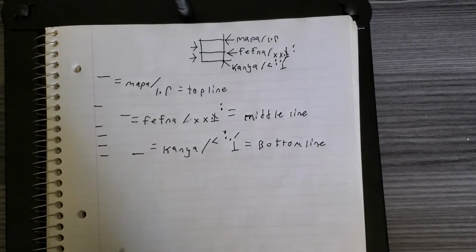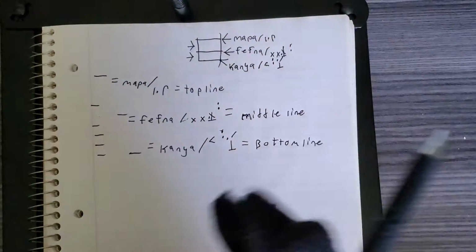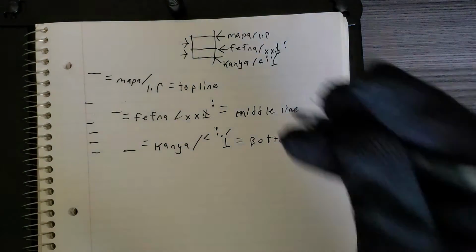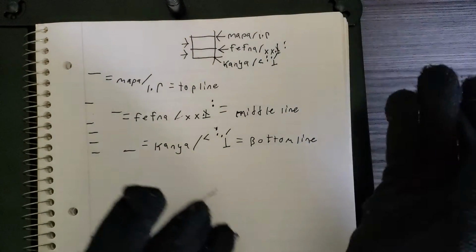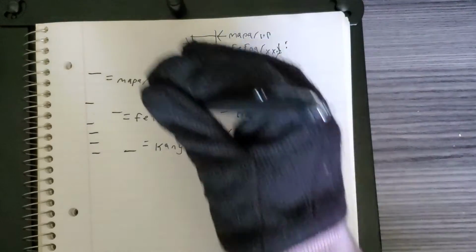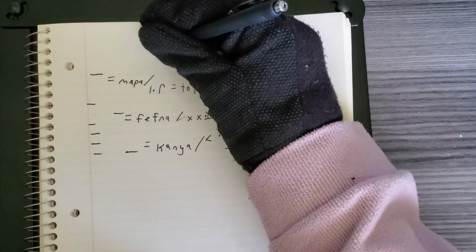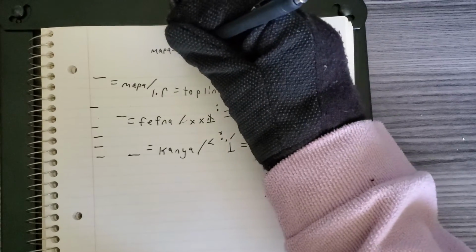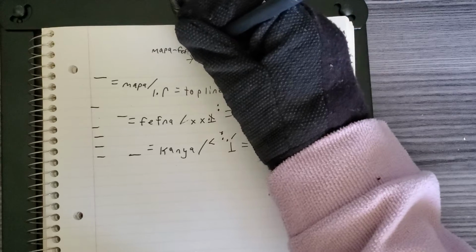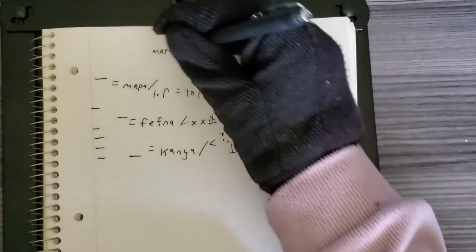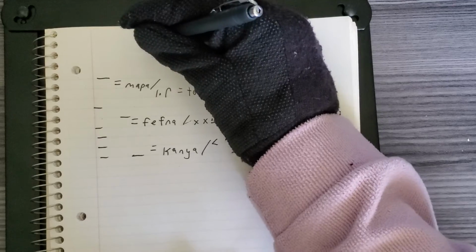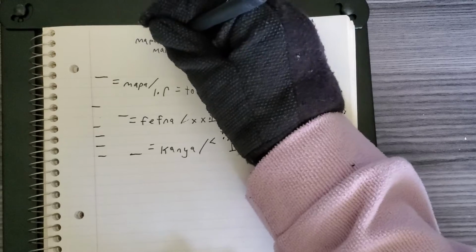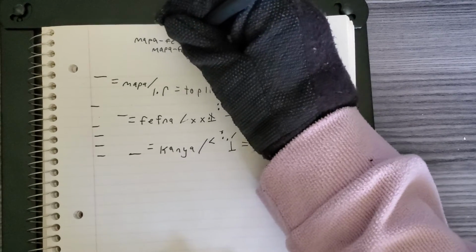Alrighty, so now that we have these 3 lines here, it's time to talk about the 2 spaces that are in between these lines. Starting with this top space, or I guess you could call it a first space. This first space is known as mapa-fefna. So mapa, hyphen, fefna. Or to write it better, so it's not all cramped there, mapa-fefna.